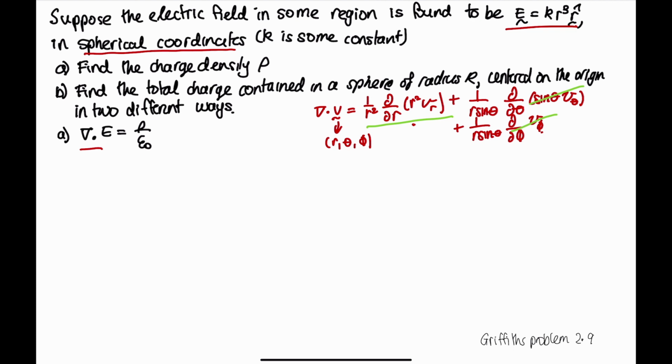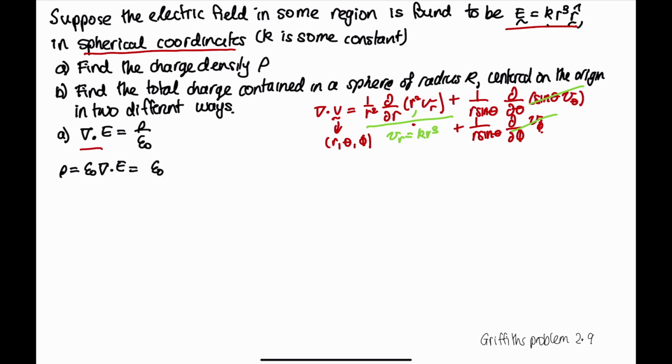Okay, so making use of this to solve this, we can write that charge density rho is equal to epsilon naught times the divergence of E. And then here we've got that E_r in our case is equal to K r cubed. So we'll need to use this equation here.